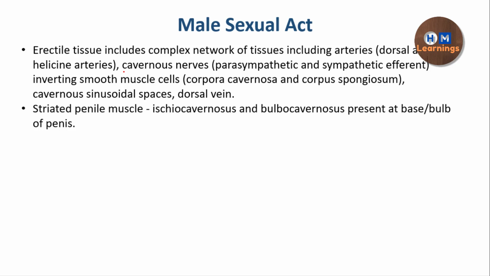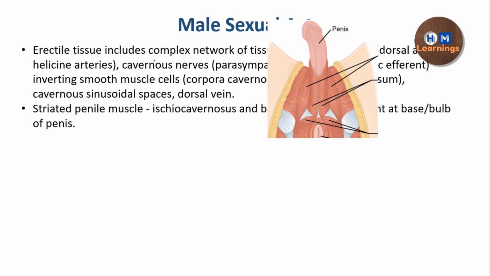Now we can see that another effector is the striated penile muscle, which is the ischiocavernosus and bulbocavernosus. In this diagram you can see the bulbocavernosus, which is surrounding the base of the penis, and these two are the ischiocavernosus. These are the 2 muscles which are getting the somatic efferents. Somatic efferents are the ones going to the voluntary muscles, the skeletal muscles, whereas the autonomic efferents are going to the smooth muscle cells.